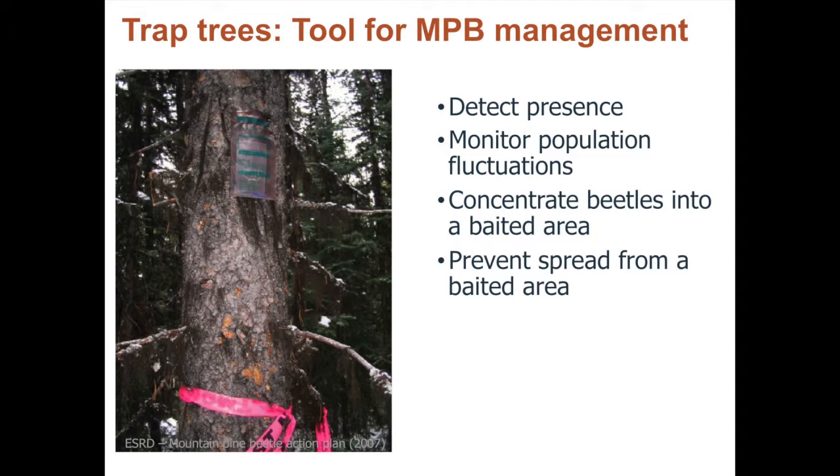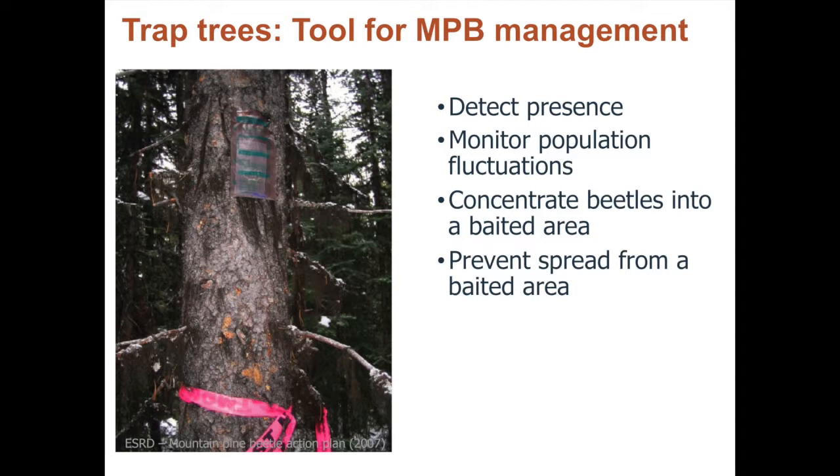And so these trap trees can be used for detection of presence and monitoring of population fluctuations, but also we can use them as part of a more direct control strategy where we can use trap trees to concentrate beetles into baited areas and also prevent a spread from baited areas. And this has been used in BC, it is used in Alberta, and it's also been successfully used in other beetle species, southern pine beetle and Douglas fir beetle too.